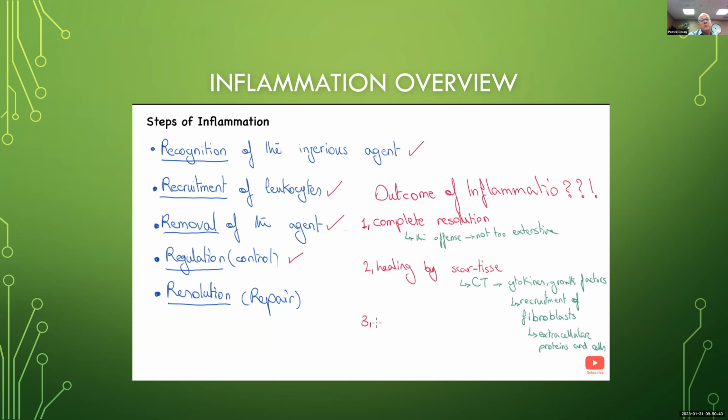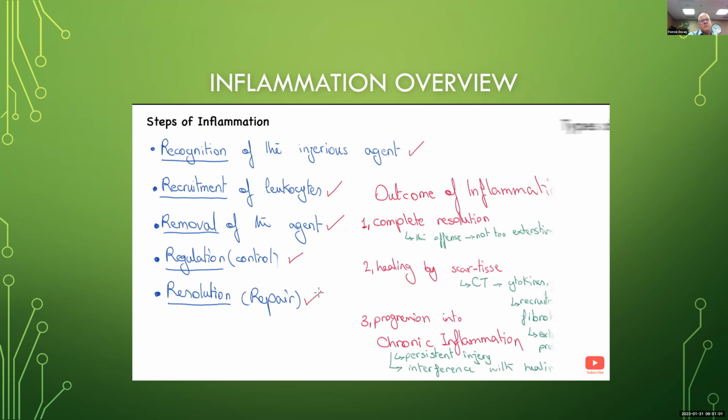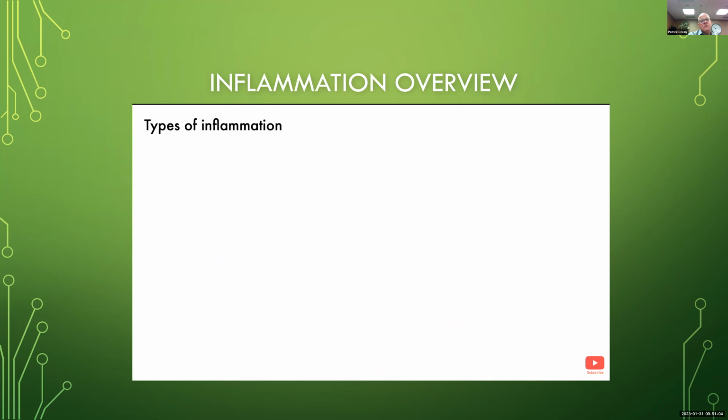Another possibility would be the progression of the acute inflammation into a chronic inflammation. So this happens in the case of persistent injurious agent or interference with the healing process. And that concludes the 5 steps or the 5 R's of inflammation and brings us to different types of inflammation. So far, it's been made clear, I think, that we have 2 different types of inflammation. Firstly, acute inflammation, which is the initial rapid response to the injurious agent and lasts for minutes or hours. So it only has a short duration.